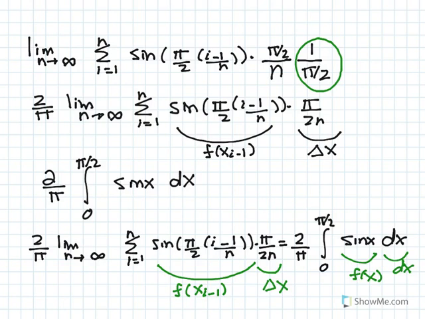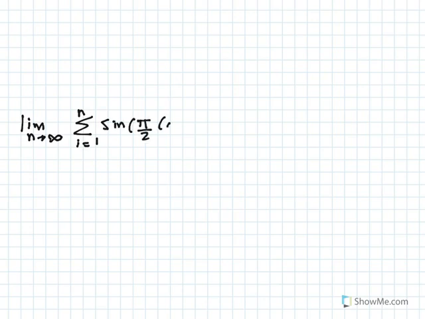All right, let's look at a summary. We were given a question: the limit as n goes to infinity, summation, i goes from 1 to n, of sine of pi over 2 times (i minus 1) over n, times 1 over n. This is the left-hand Riemann sum that we were given. And we transformed it into two separate definite integrals with different limits of integration and also different functions.